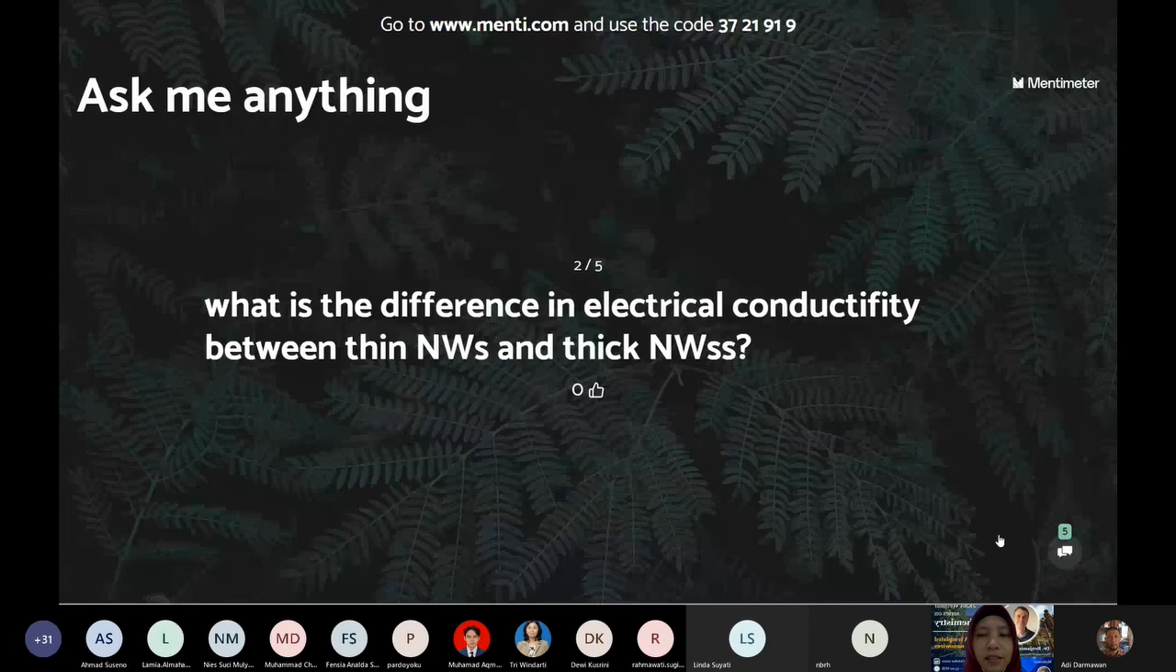What is the difference in electrical conductivity between thin nanowires and thick nanowires? Which one is better? It depends a lot on the material. We were funded by Intel at one point, and they were interested in copper. The nanowires I showed today are examples of ones that are very thin, about 5 nanometers in diameter. They look very beautiful in the AFM images, and they don't conduct at all. We can't measure any conduction at all, and the scan conductance microscopy is very, very sensitive.